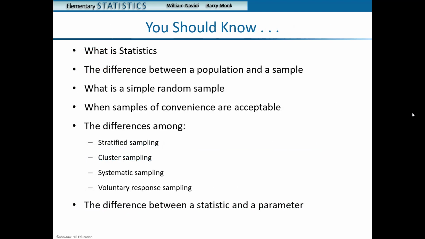So that wraps up this section, right? We've defined statistics. We have looked at the difference between a population and a sample. We have explored simple random sampling. We've looked at samples of convenience and discussed when those are acceptable. And then we've defined and looked at the differences between stratified sampling, cluster sampling, systematic sampling, voluntary response sampling. And finally, we wrapped up this section by looking at the difference between a statistic and a parameter.